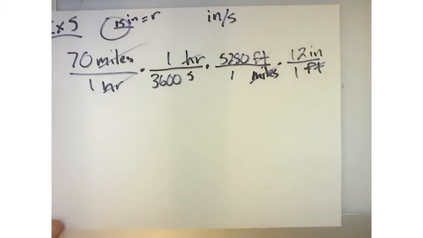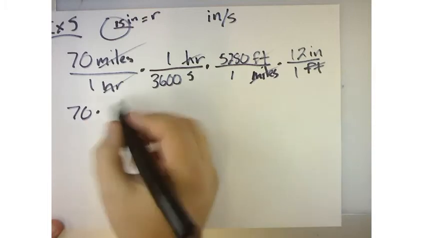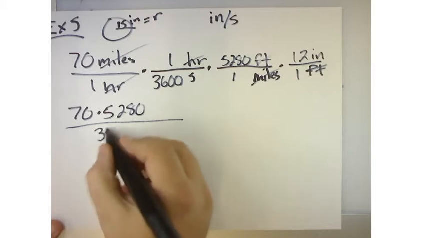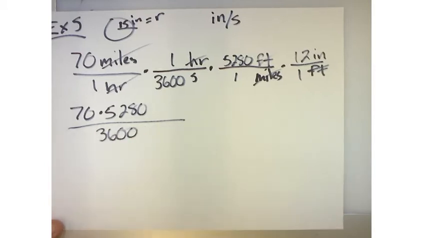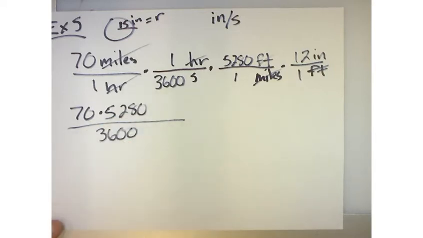Oh, wait. One last thing is we need to do the rotation. So we're almost done. But if you look at this, really what we end up with is 70 times 5,280 on top, all over 3,600. Now we just need to do the rotation thing. So this is the distance traveled per second. But what we need to know is how much distance is there per rotation.